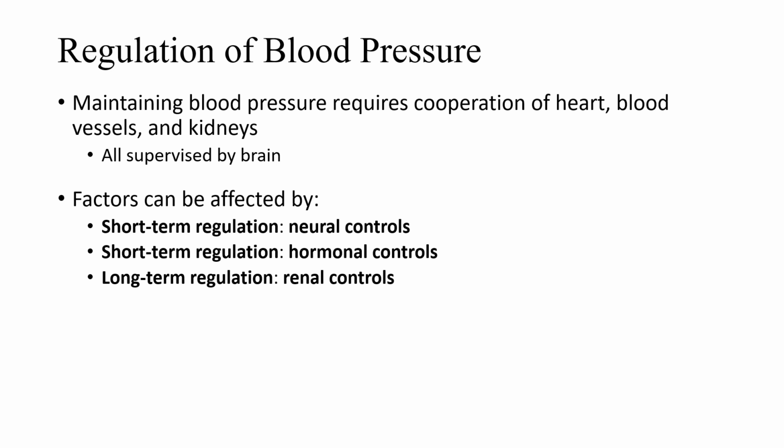So how do you regulate blood pressure? Obviously this is important because you can damage the vasculature, you can destroy capillaries if it's too high. You need the cooperation of the heart, the blood vessels, and surprisingly the kidneys as well, and then it's all sort of integrated and supervised by the brain. So short-term regulation is due to neural controls, hormonal controls, and then finally in long-term you have renal controls.